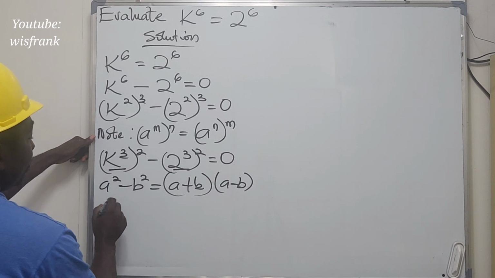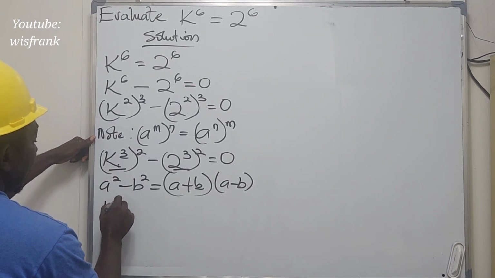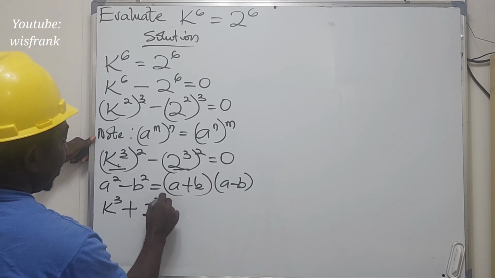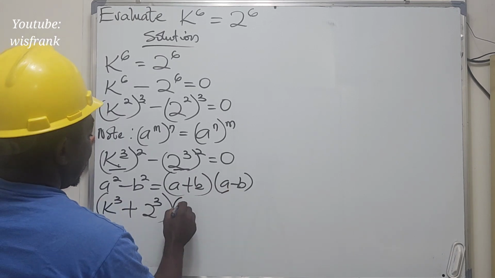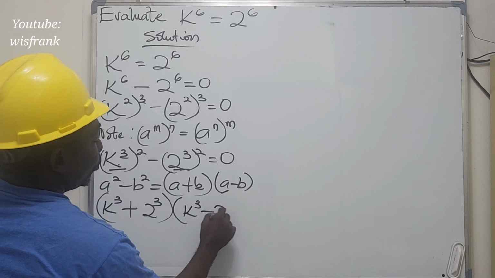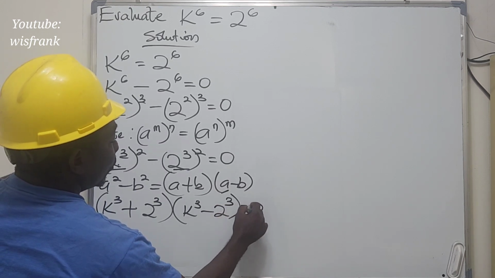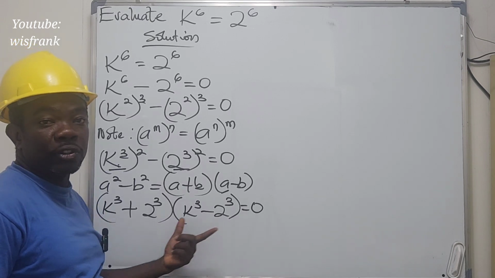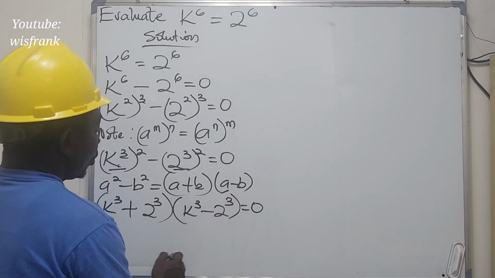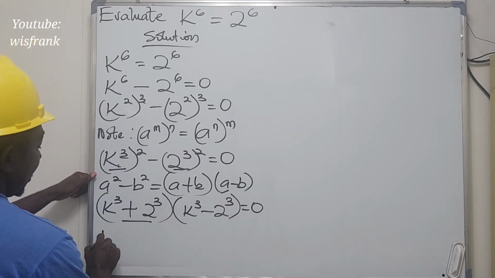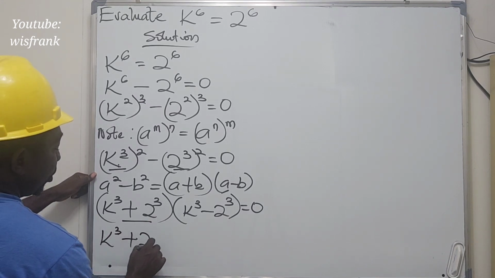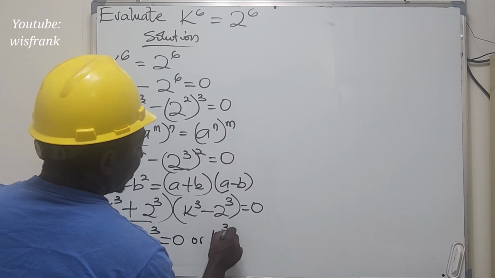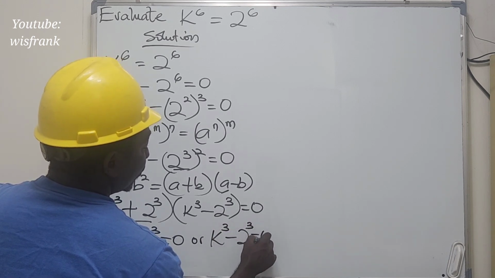So here our a is k to the power of 3, then plus our b is 2 to the power of 3, then all into our a is k to the power of 3 minus 2 to the power of 3, all equals 0. So here we have two parentheses. It is either the first one equals 0 or the second one equals 0. So we take one after the other. We take this one first: k to the power of 3 plus 2 to the power of 3 equals 0, or we have k to the power of 3 minus 2 to the power of 3 equals 0.